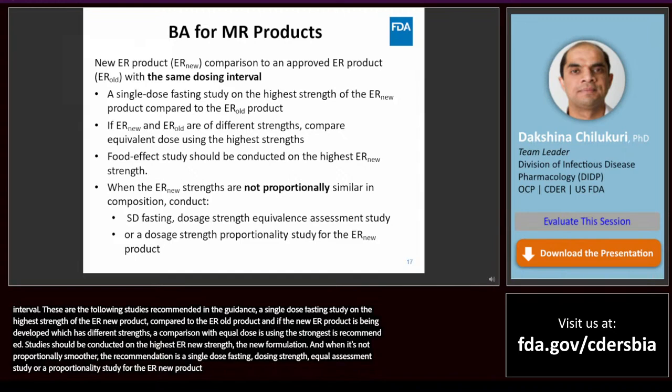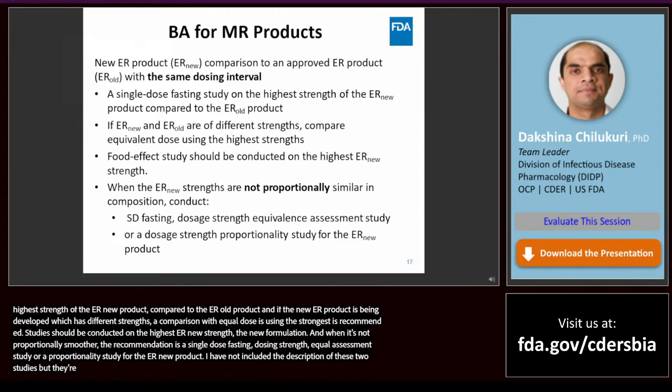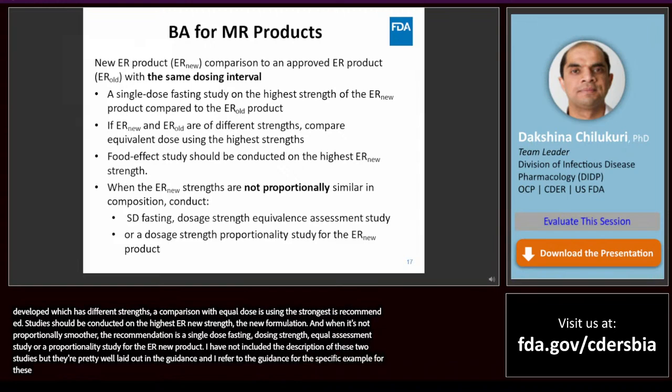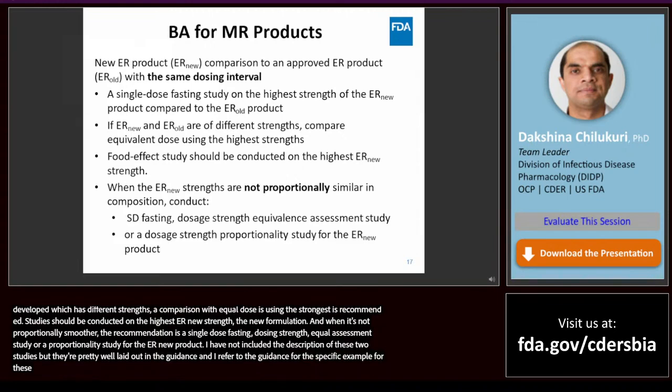I have not included a description of these 2 studies, but they're pretty well laid out in the guidance, and I refer to the guidance for the specific example for these 2 particular scenarios of dosage strength equivalence assessment and dosage strength proportionality study.